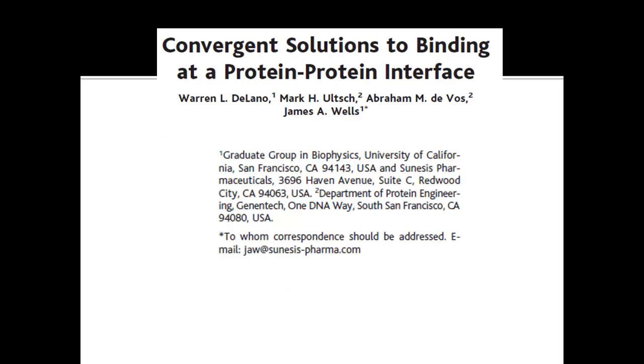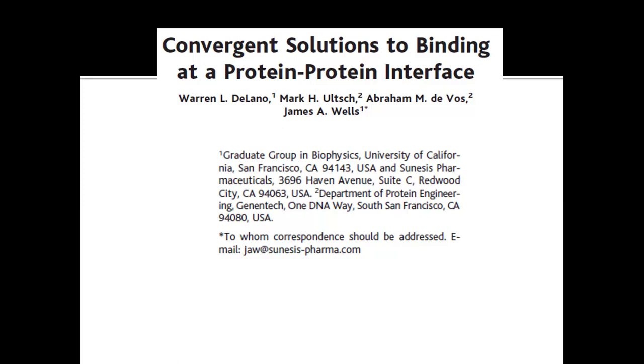So this is the title of the paper. And the title, like all good titles, gives you a result. Convergent solutions to binding at a protein-protein interface. You made the random stuff and it converged onto the same binding site as all the biologically relevant binding events. So this is what it means by convergent. A divergent group of random sequences nonetheless converged on binding the same site as everyone else.